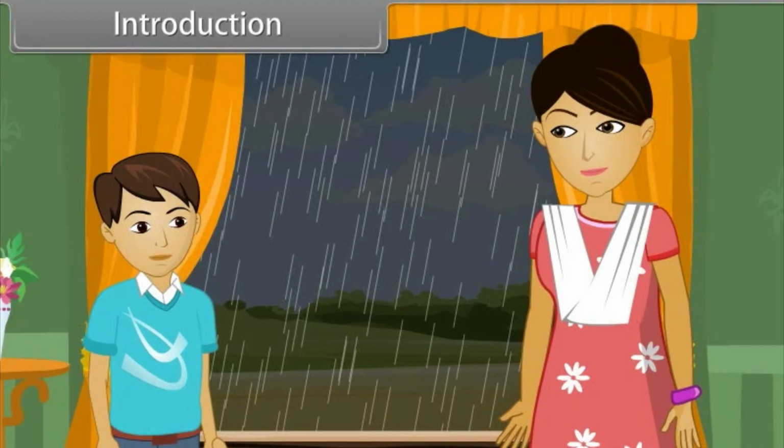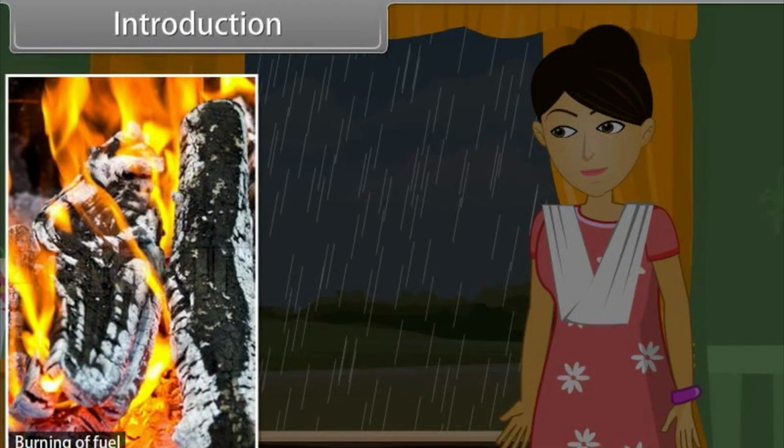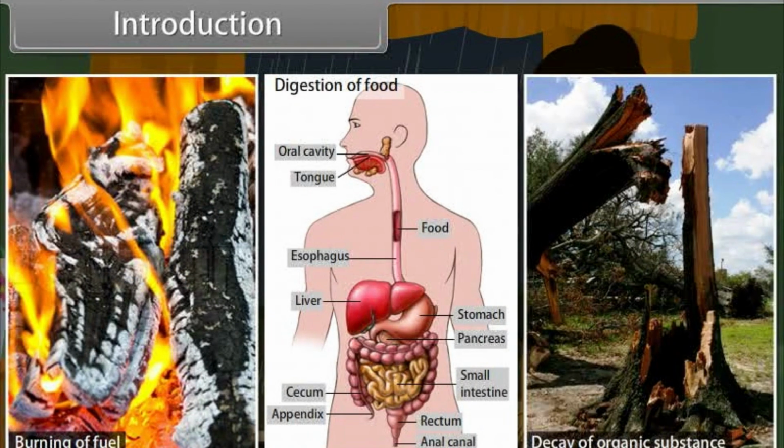Students, redox reactions are all around us. Burning of fuel, digestion of food, and decay of organic substances are a few examples of redox reactions. Today, we will discuss redox reactions in more detail.